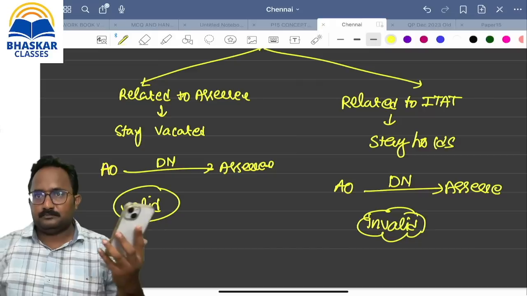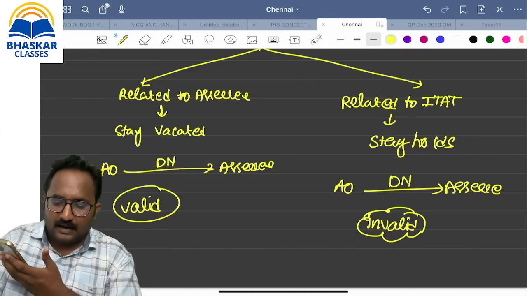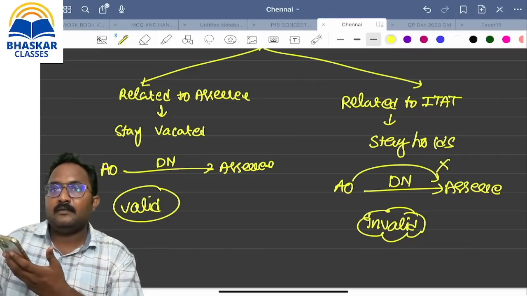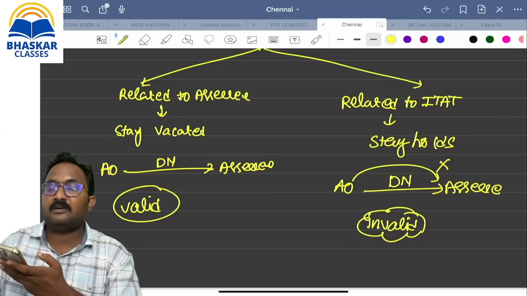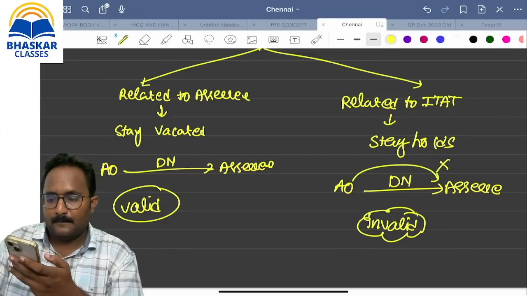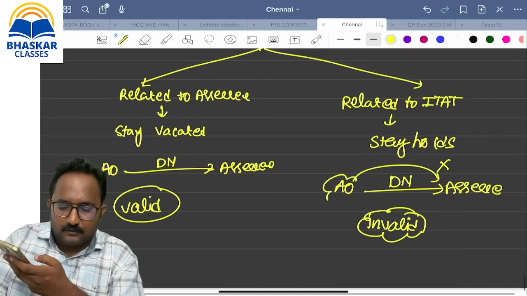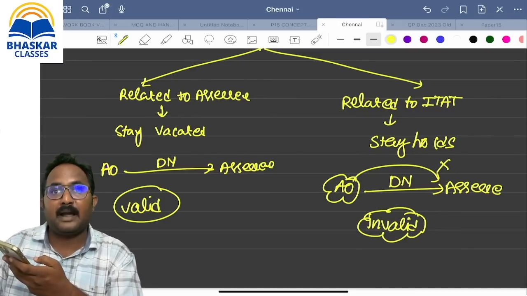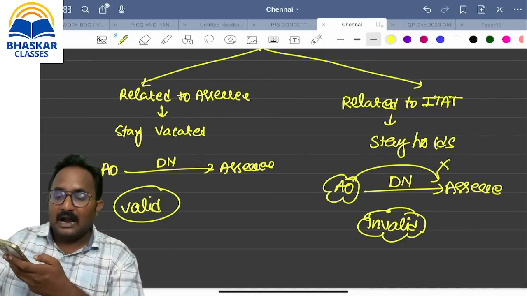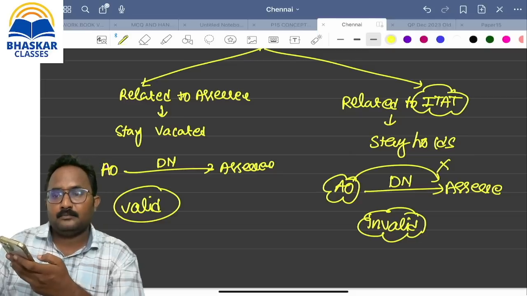Holds means continue. They cannot send the demand notice because the stay is there, so they cannot collect the tax until the order is given by the ITAT. Stay holds only. You can't do this activity for collecting tax. You can't issue the demand notice because the stay continues only until that order is given by the ITAT.